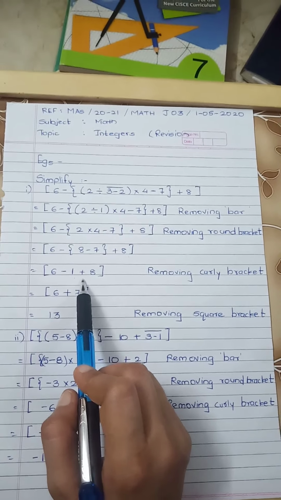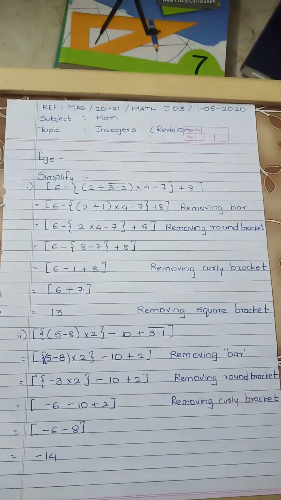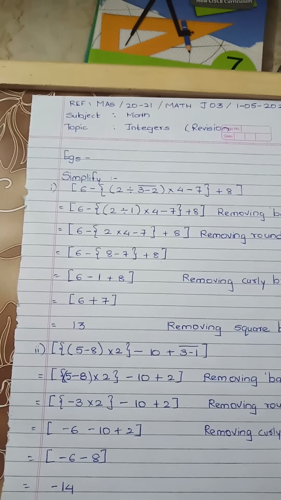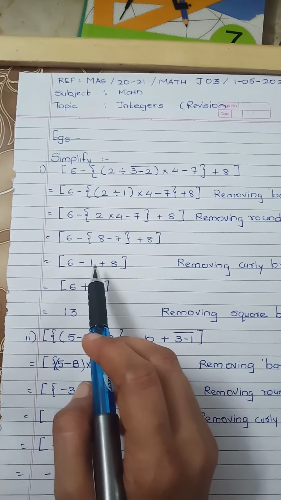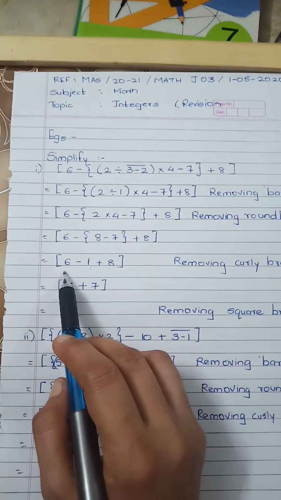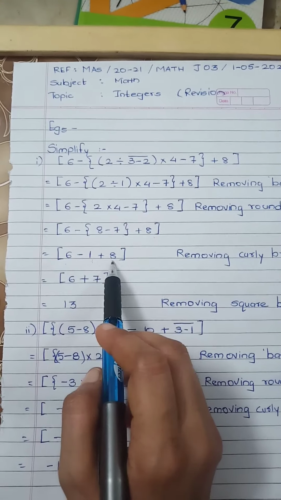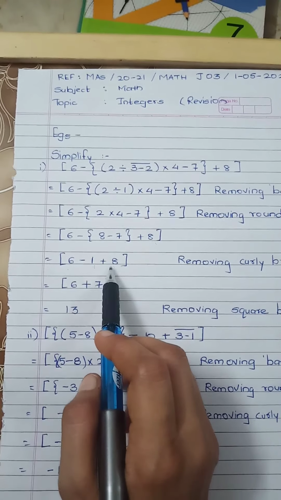So what are we going to do first? We have to do the addition first. Okay, so we will do the addition first. So you can take these two or you can take 8 plus 6. Okay, now I have taken this, that is minus 1 plus 8. Now minus 1 plus 8 will be 7.